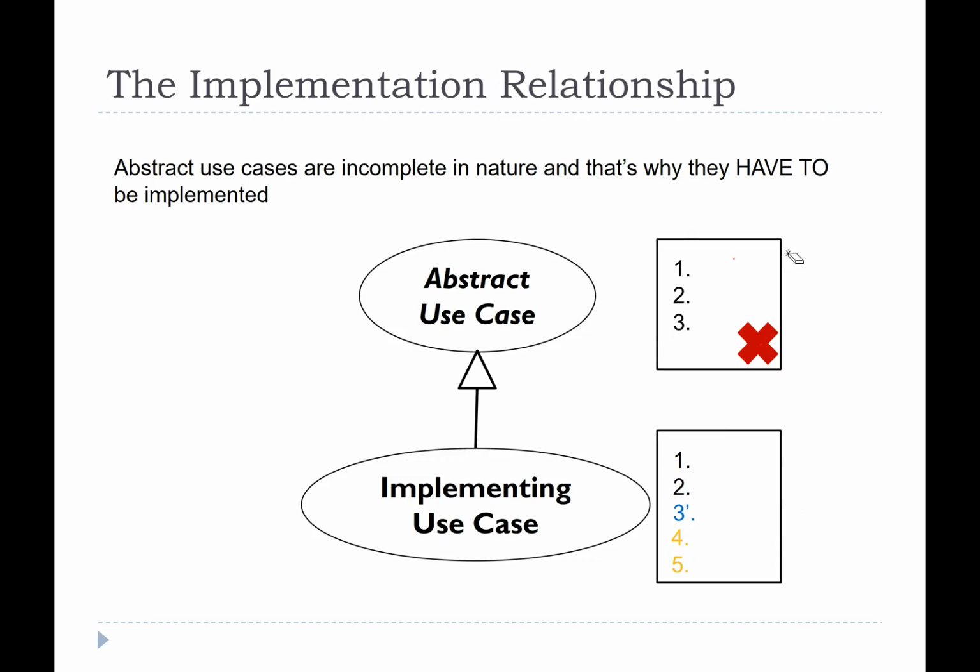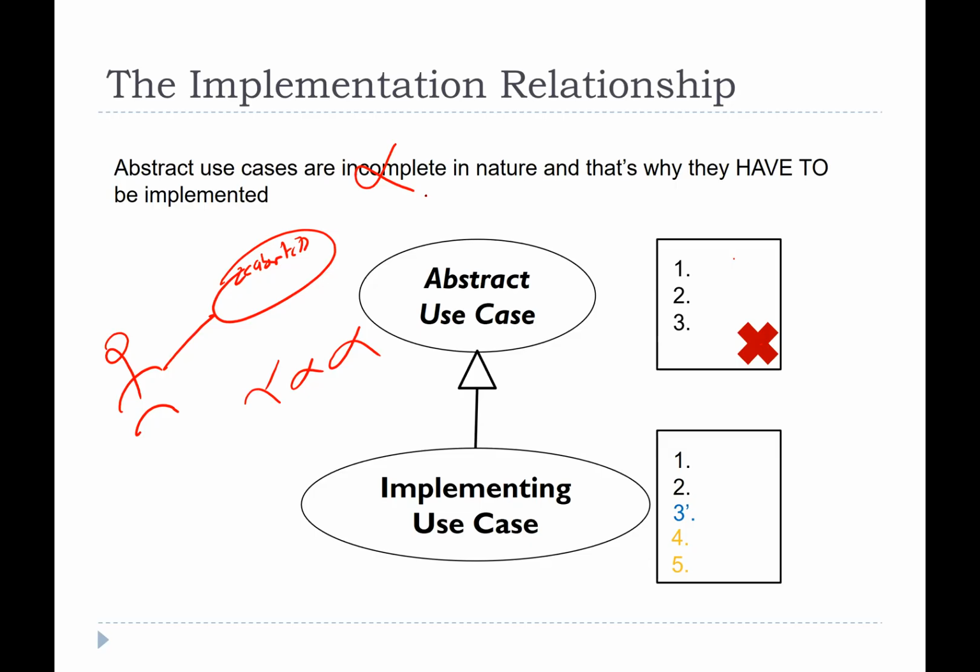All right. So matter of fact, if you see an actor that is associated with an abstract use case that is not implemented by at least one use case, give me at least one use case that implements it, then there's something wrong here. Because that actor is going to execute something that is incomplete. So that's another flag that something is off over here.